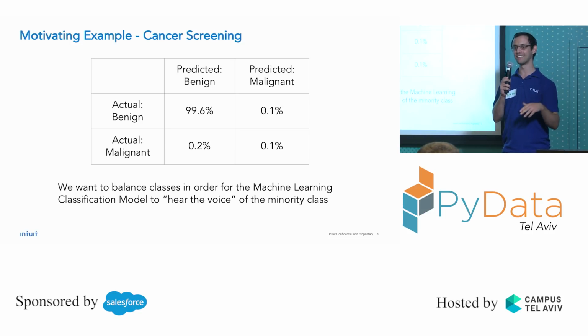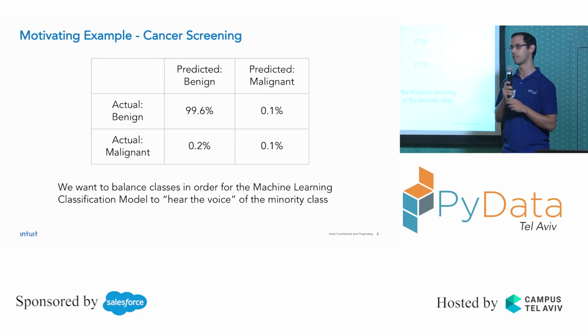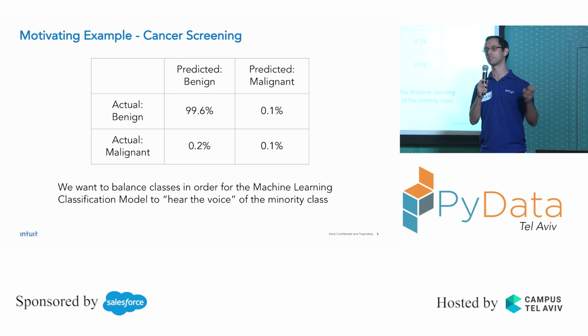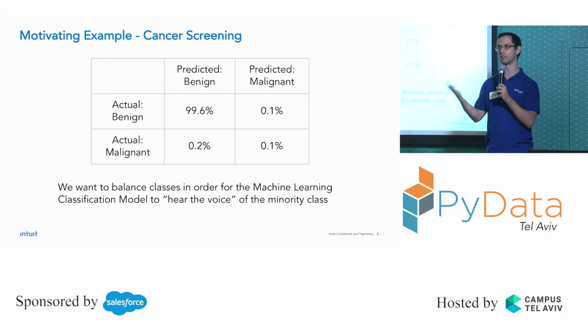There's a fallacy of accuracy with imbalanced classes where the minority class is interesting, but it's not being picked up by the model. And we want the model to hear the voice, as I like to say, of the minority class. And that's why balancing classes, meaning making the minority class equal to the majority class in size, becomes really useful.